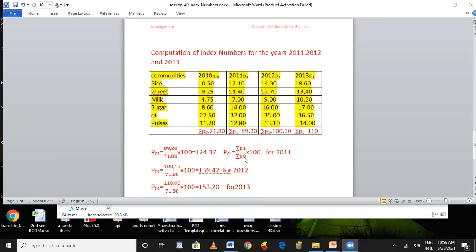You have to express it as a percentage, so here we are multiplying by 100. 89.30 divided by 71.80 into 100 comes to 124.37. What is 124.37? It is the P01, the index number for 2011. For 2011, the index number is 124.37.